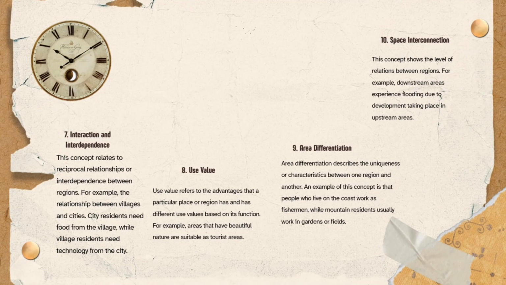Interaction and interdependence. This concept is related to the reciprocal relationship or interdependence between regions. For example, the relationship between villages and cities. City residents need food from the village, while village residents need technology from the city. Use value. Use value refers to the advantage that a particular place or region has, and it has different use values based on its function. For example, areas that have beautiful nature are suitable as tourist areas.